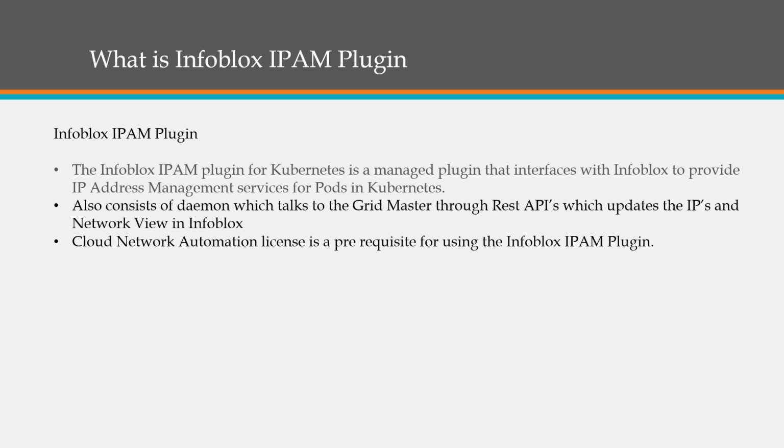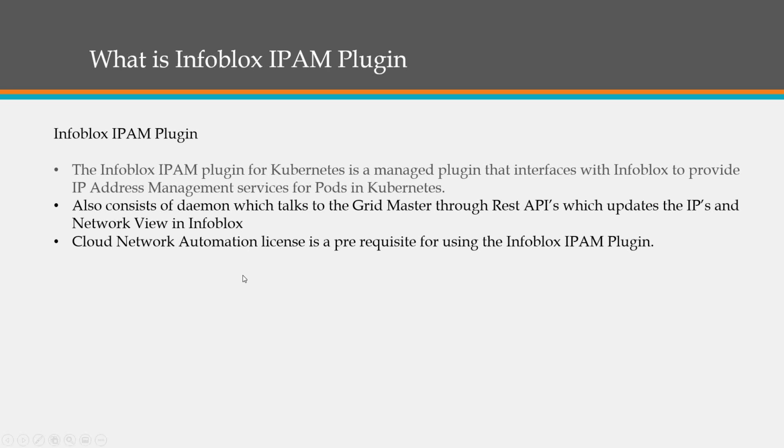complete the configuration. And this IPAM plugin is one thing, and it also consists of a daemon which runs as a pod in our Kubernetes cluster, and this daemon talks to the grid master through REST APIs, which updates the IP and network views in Infoblox. So basically all the IPs that are used up when a pod is created will be updated in Infoblox, and a separate network view will be created in Infoblox, and the network and the IPs will be updated inside that new network view. And all these things happen through REST API calls.